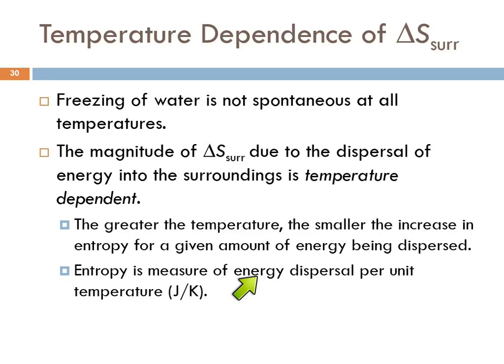Entropy is a measure of energy dispersal per unit of temperature. Remember the units on entropy? Joules per Kelvin. A given amount of energy being dispersed per unit temperature. So the higher the temperature, the lower the entropy change. Dispersing energy into something that already has a lot of kinetic energy, a higher temperature, just really doesn't make much difference. Any questions about that idea? There's some strange ideas in this chapter.